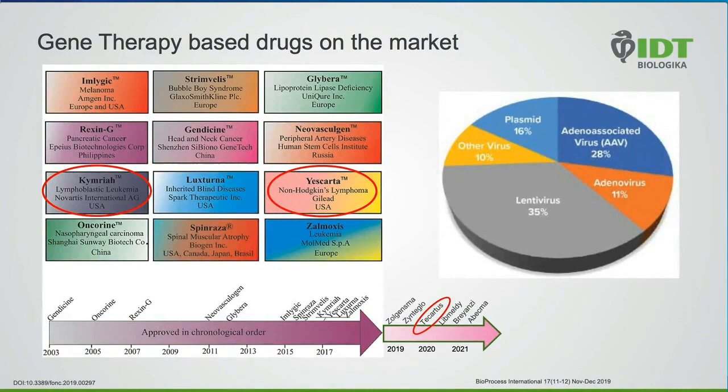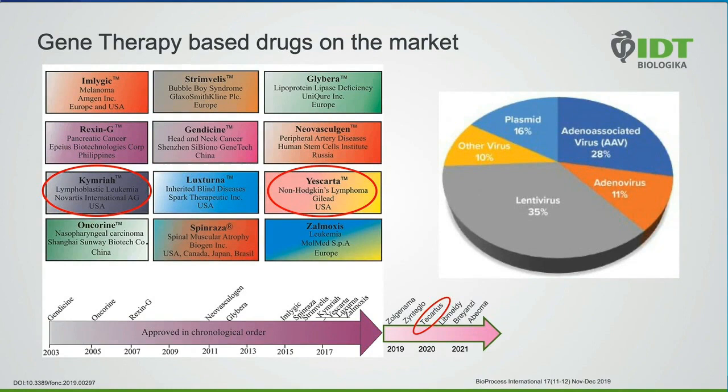Now, there are several gene therapy-based drugs that are approved and are on the market, and highlighted here are some of them which use lentiviral vectors as their backbone. So the two examples you see on the top panel are Kymriah and Yescarta, which are used to treat lymphoblastic leukemia and non-Hodgkin's lymphoma.